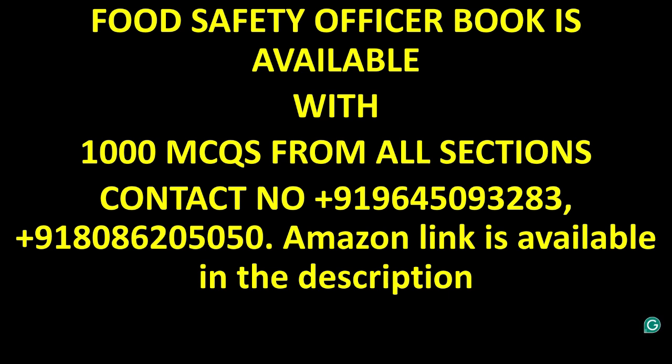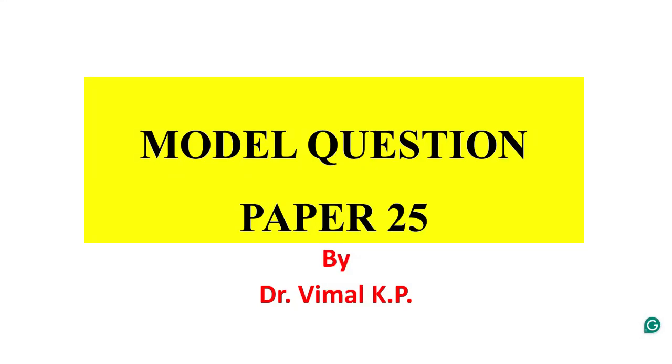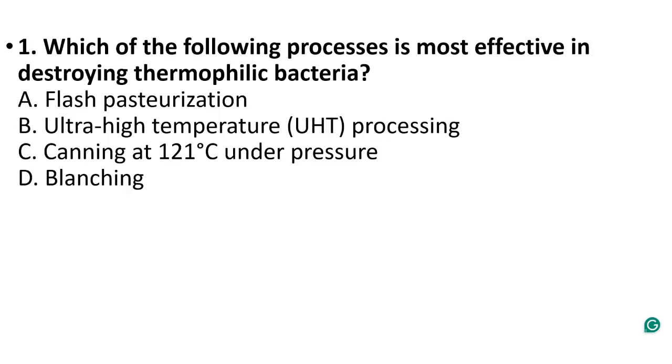Indian Standard Time. Today we are going to discuss the question paper, model question paper 25. First question, which of the following processes is most effective in destroying thermophilic bacteria? Flash pasteurization, ultra high temperature processing, canning at 121 degrees Celsius under pressure, blanching. Your answer is option C, canning at 121 degrees Celsius under pressure.